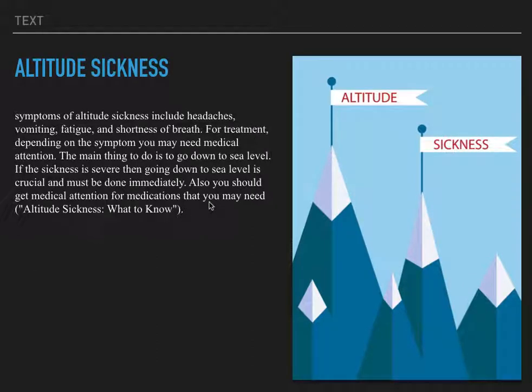Altitude sickness. So, symptoms of altitude sickness include headaches, vomiting, fatigue, and shortness of breath. For treatment, depending on the symptoms, you may have to seek medical attention. The main thing that you have to do, though, is to go down to sea level, depending on how high you are. According to WebMD, if the sickness is severe, then going down to sea level is crucial and must be done immediately. Also, you should get medical attention for medications that you may need.